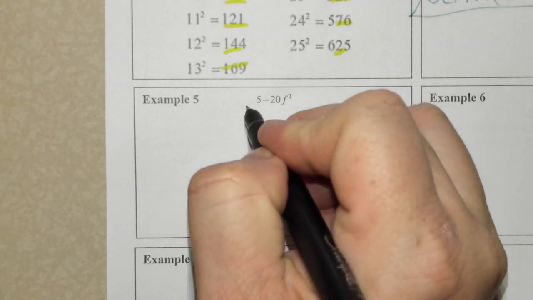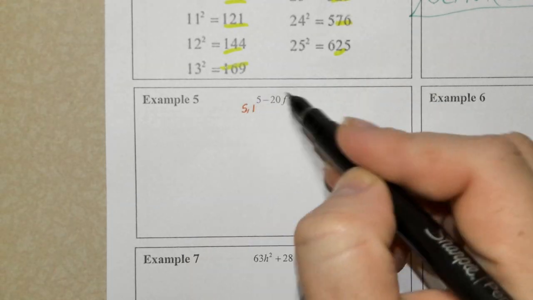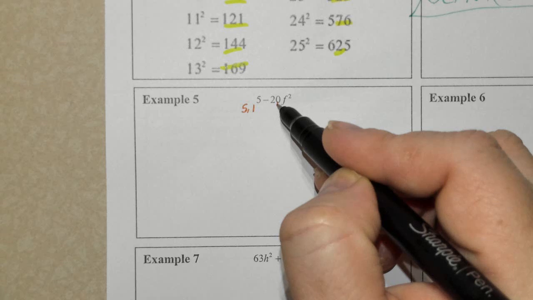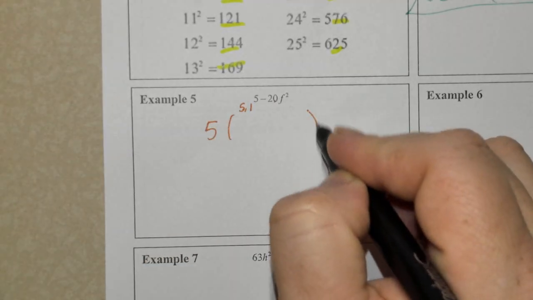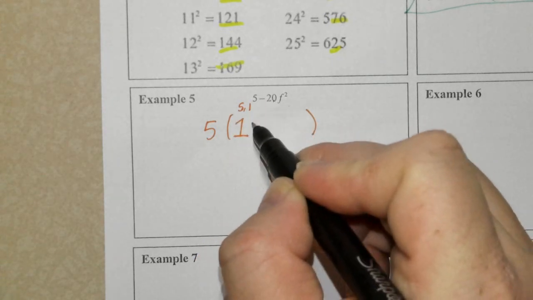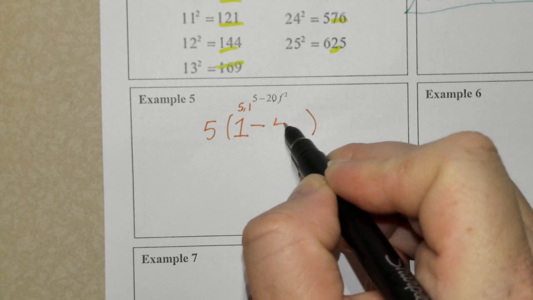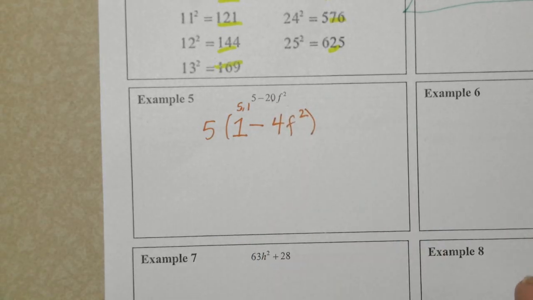And the factors of 5 would be 5 and 1. I start with the largest of the two factors. Does 5 also divide nicely into 20? So I factor out a 5 and put parentheses behind it. I know 5 times 1 is 5. I bring down the subtraction sign. And 5 times 4 is 20 with an f squared behind.